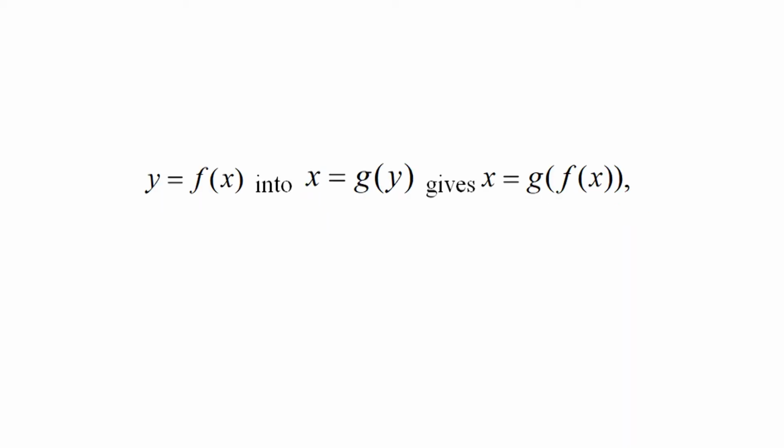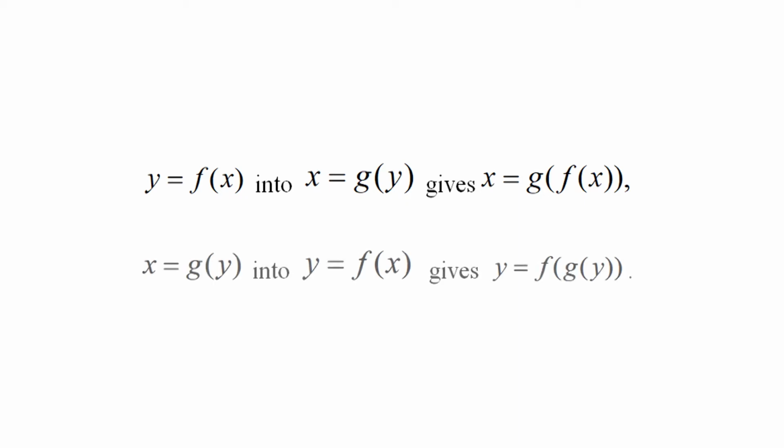Substituting y equals f of x into x equals g of y gives x equals g of f of x, and substituting x equals g of y into y equals f of x gives y equals f of g of y. These two equations show that f has an inverse and that inverse is g of y equals f inverse of y.